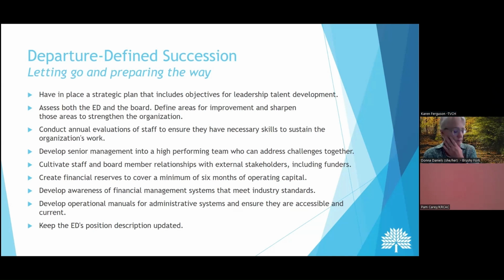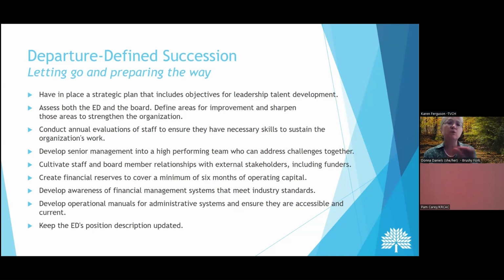This came out of the Federal Reserve Bank toolkit too: you want to create financial reserves to cover a minimum of 6 months of operating capital, knowing that you're going to be bringing a new staff person on board who's leading the organization. Set them up for success over that first 6 months so they can get their feet on the ground and start meeting those funders and developing those relationships, and so that there is a cushion in there for that operating capital.